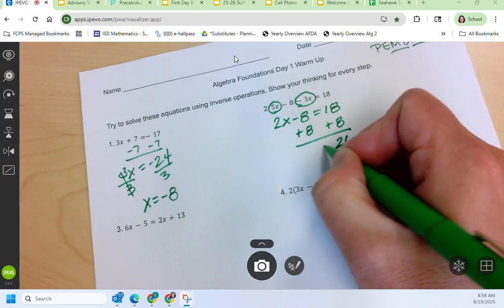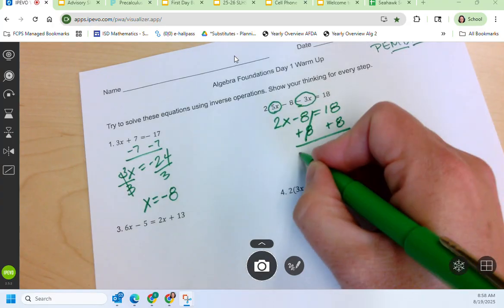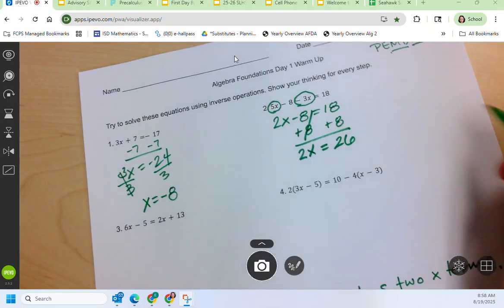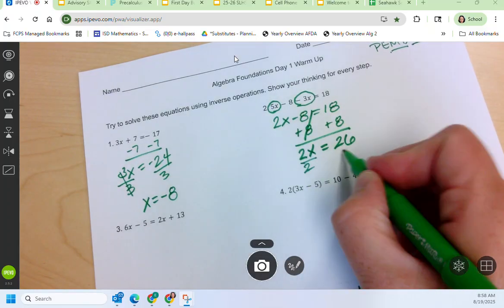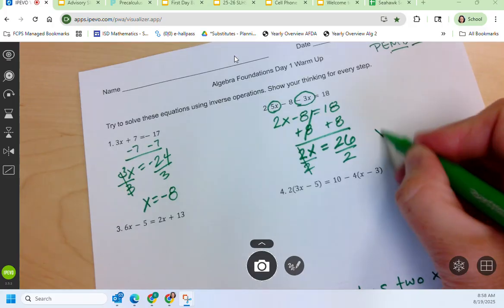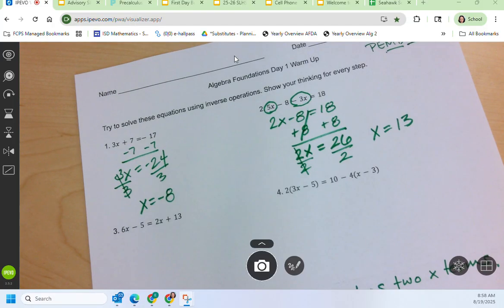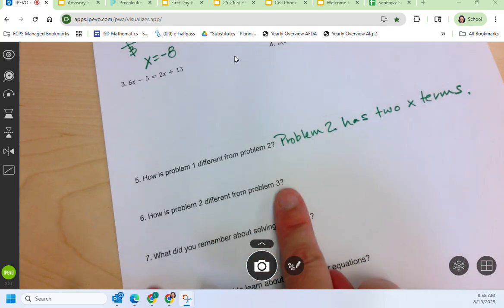And if you make small mistakes with arithmetic, I do that too. So feel free to use a calculator. And then undo times 2 with divided by 2. So you should get x equals 13. Did you get that one? Good. All right, in number 3, it says, how is problem 2 different from problem 3?